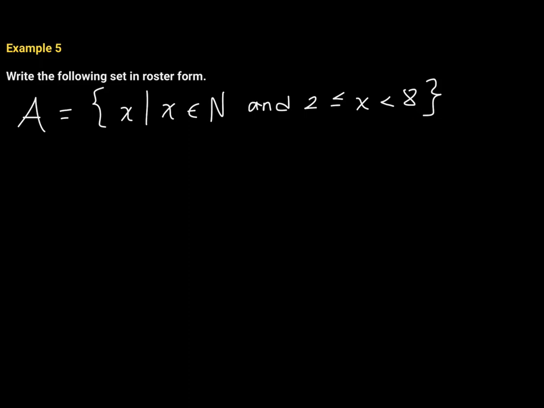All right. So then in roster form, we're just going to list out these numbers. So then here it is. A is the set of the following elements: 2, so you include 2, and then 3, 4, 5, 6, 7. Don't include 8.